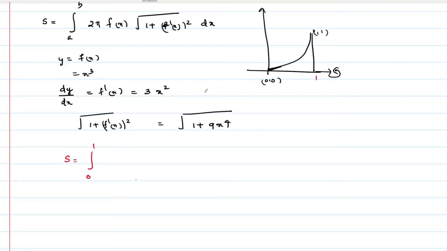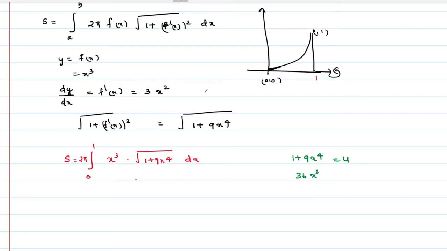We can take 2 pi outside. f of x is x cube, into root of 1 plus 9x raised to 4 dx. Alright? Then we have to do the integration using substitution. In the substitution, 9x raised to 4 we can put as u. Right? That means, what is it?